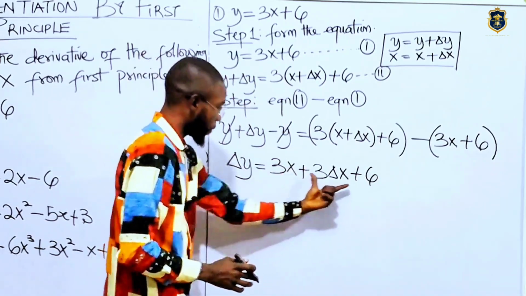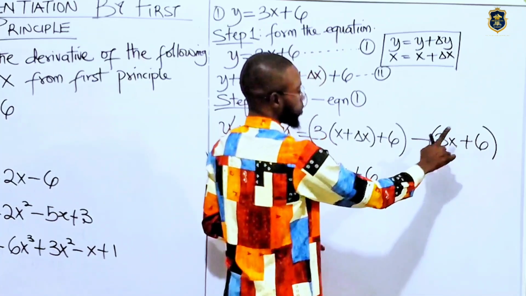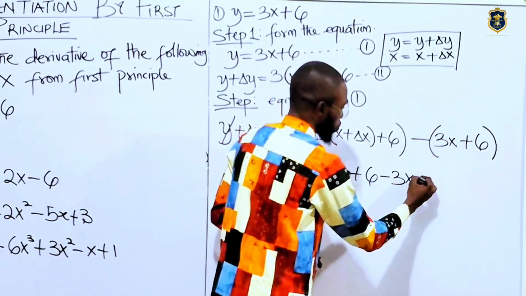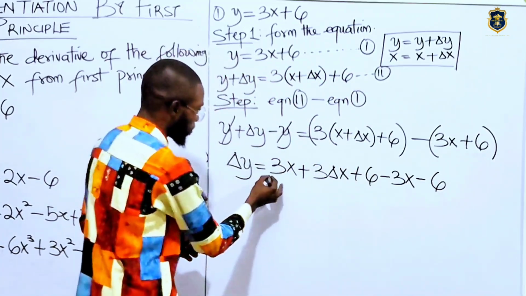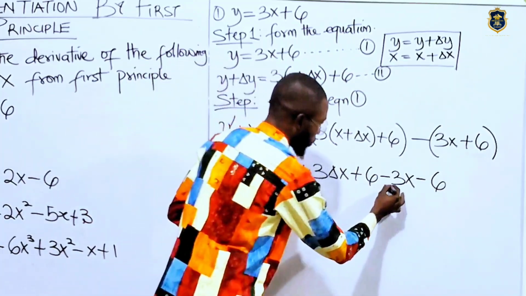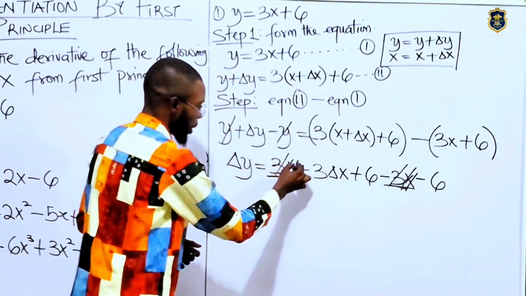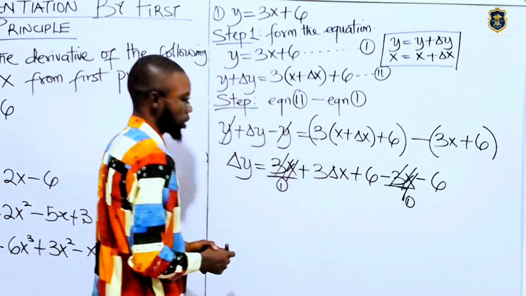Are you seeing? This is for the first one. Now what about for here? To open the bracket, minus times plus is minus, so we have minus 3x. Minus times plus is minus 6. It must cancel out. Watch, see what I'm telling you. Look at plus 3x here, minus 3x here. They must cancel out. Let's call this our number 1 that's cancelling out. What else now?